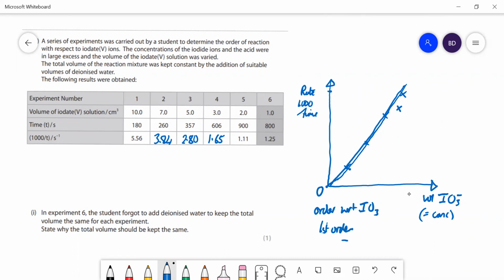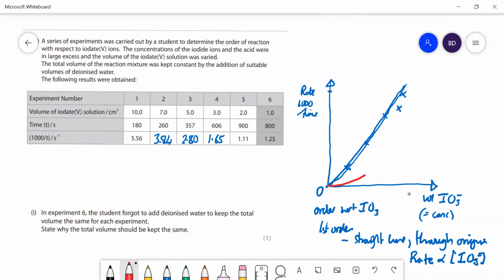Well, you've got to say you get a straight line which goes through the origin. Through the origin is quite important, okay? And that means it's directly proportional. That means rate is directly proportional to the concentration of iodate. So that means it must be first order. If it was second order, of course, you'd see something like that, a curve.